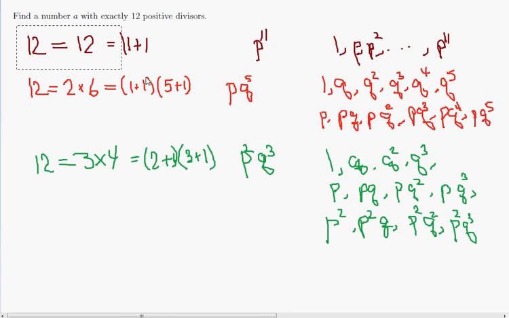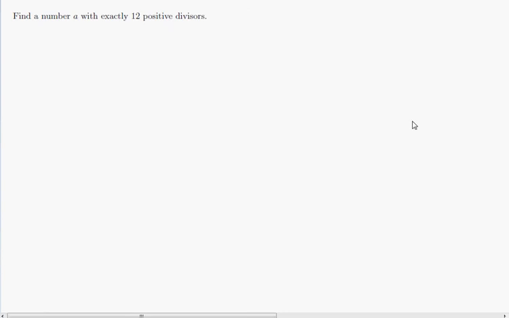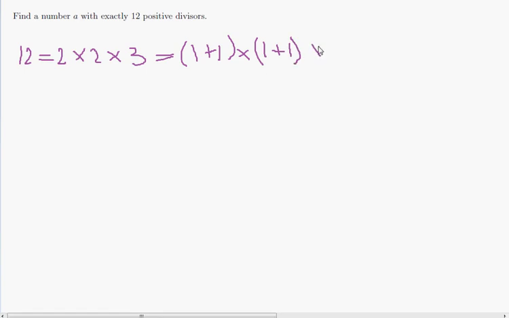The last way this could be done would be to recognize that 12 is equal to 2 times 2 times 3. So 1 plus 1 times 1 plus 1 times 2 plus 1. And so therefore any number that has the form p times q times r squared will have 12 positive divisors.